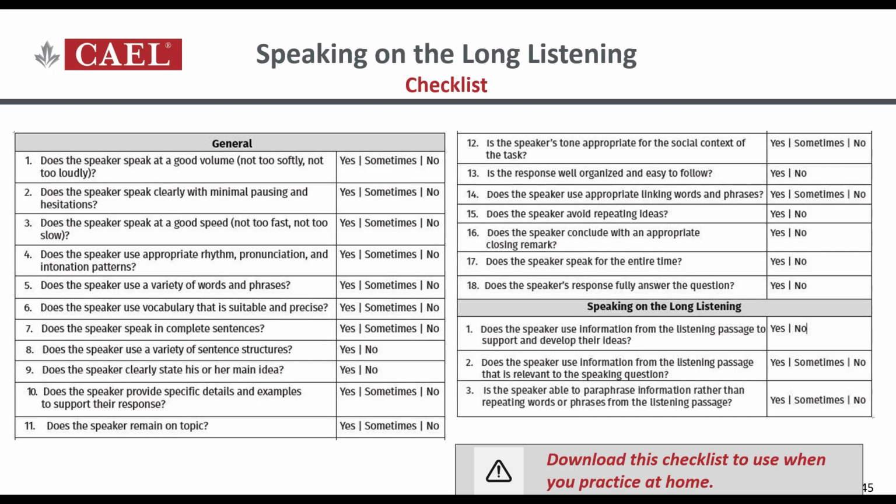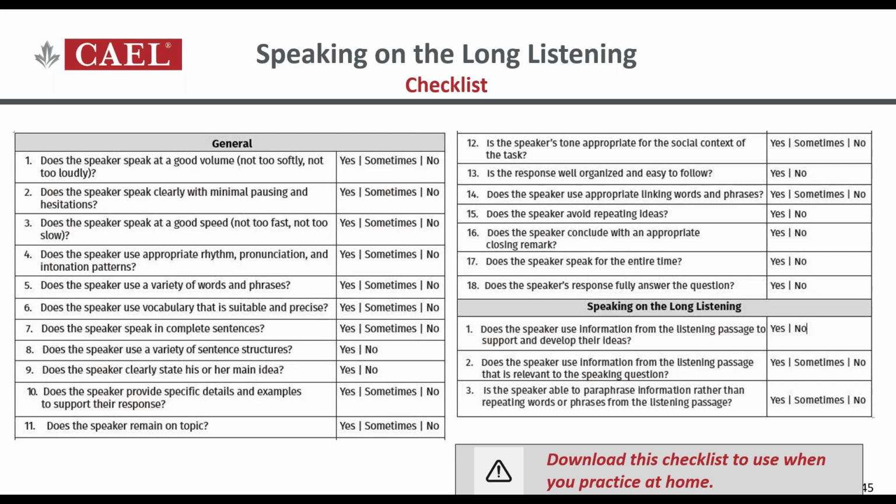Okay, so I'm going to focus now on the final part. So the final part just means where it says speaking on the long listening, there's numbers 1, 2, 3. So I'd just like to summarize these for you quickly. Number 1 says, does the speaker use information from the listening passage to support and develop their ideas? So that means that you have to use information that was said in the audio passage in your answer. If you don't do that, if you don't mention the audio passage at all, then you could lose some points. Okay? So it's important to reference that information.